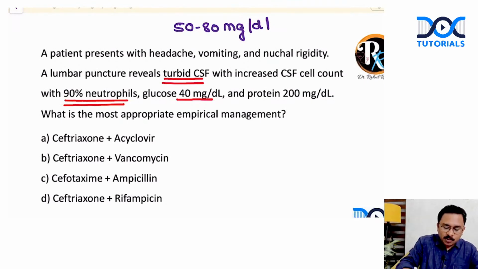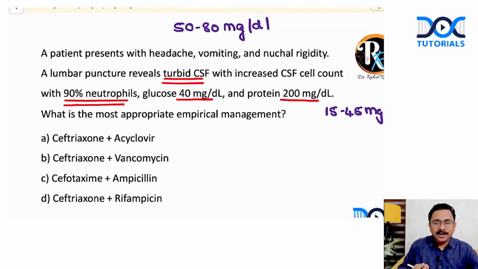And what is the protein? 200. What are the normal protein levels? It comes to about 15 to 45 milligram per deciliter. So the protein level is also elevated. So all the features are suggestive of an acute bacterial meningitis.